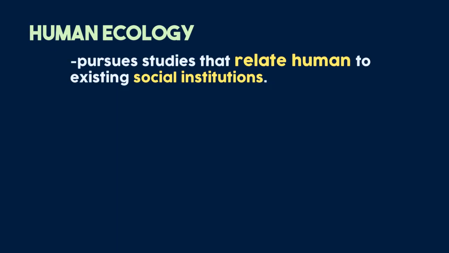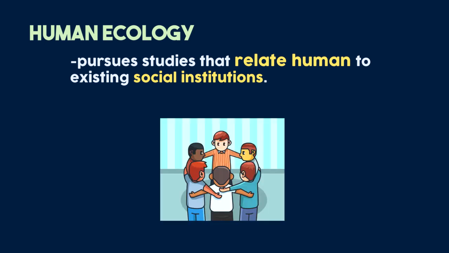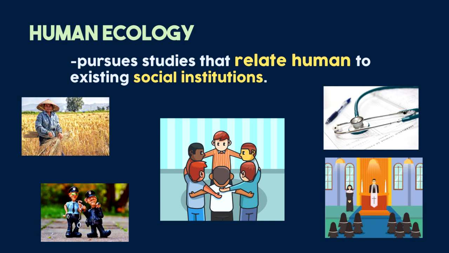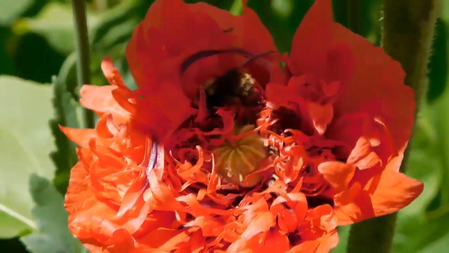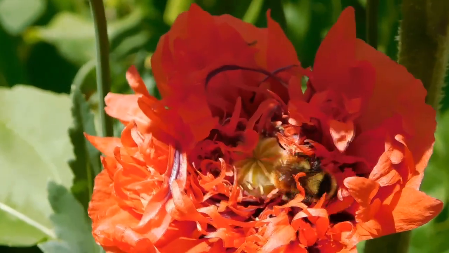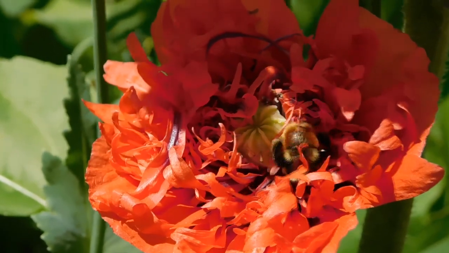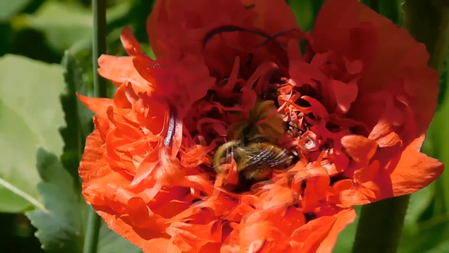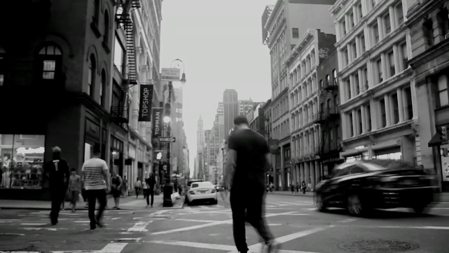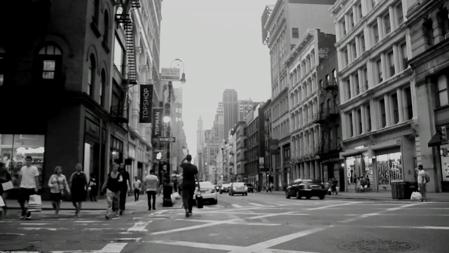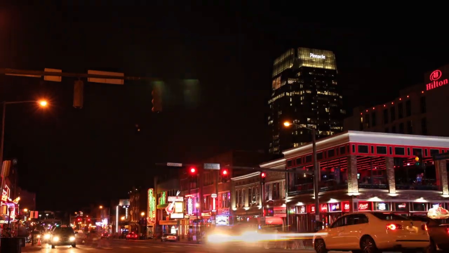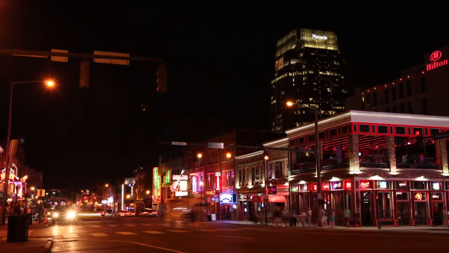Now, let's proceed with human ecology. Human ecology pursues the study that relate human to existing social institution. As we define ecology in biology, it deals with the relation of organism to another and to their physical environment. Same with sociology, but in human ecology, it deals with the interrelationship of human to other built environment or institution like economic institution, political, or other institution.